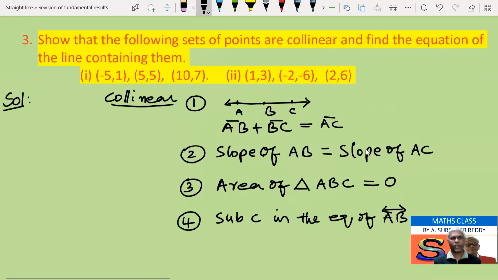If we have to show that the points are collinear, then it is easy to find the slopes.